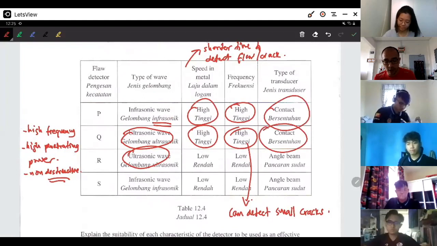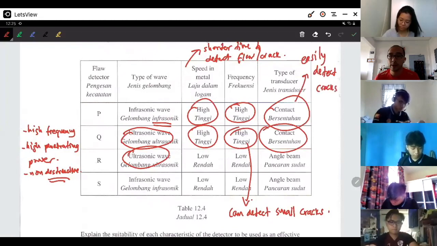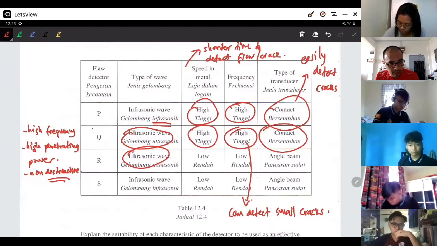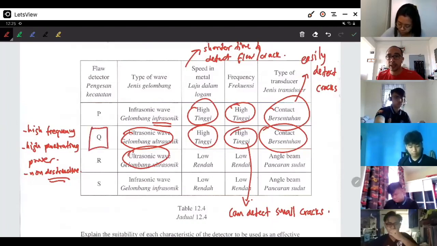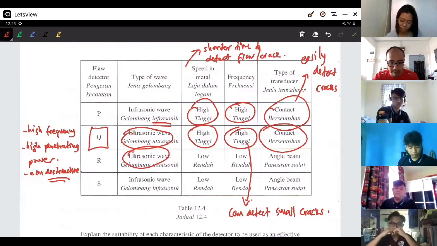Okay, then you can also give the same reason. Easily detect cracks. It's easier because it's like the doctor's stethoscope. No, I think a doctor will not put the stethoscope far away. Okay, so obviously the best flaw detector is Q, that is the answer. That's the reason.